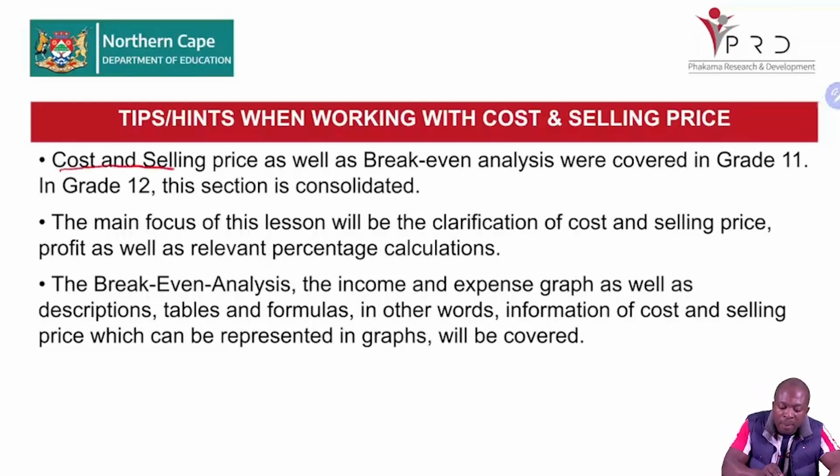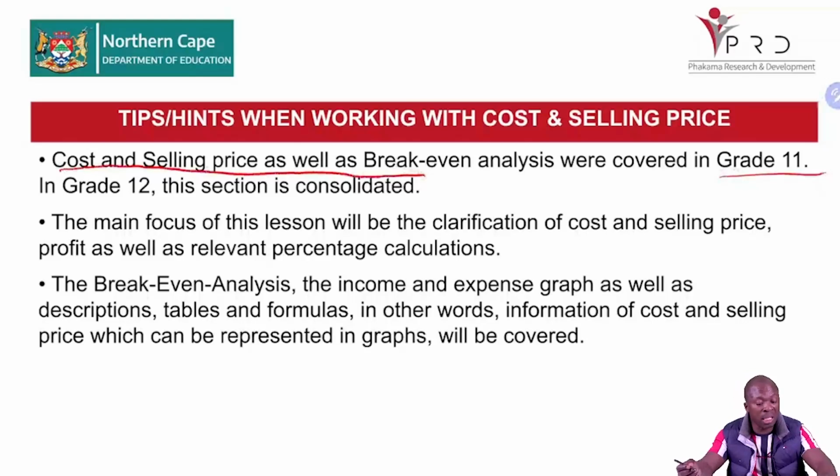Cost and selling price as well as break-even analysis were covered already in grade 11. So in grade 12, because we are doing revisions now, the main focus is to have a clarification of the cost and selling price, profit as well as relevant percentage calculation. That's what we are doing here. We are not starting all over from the scratch because we hope by this time you would have covered most of the topics on your own. The break-even analysis as well as the income and expenditure graphs will give us a much better understanding.